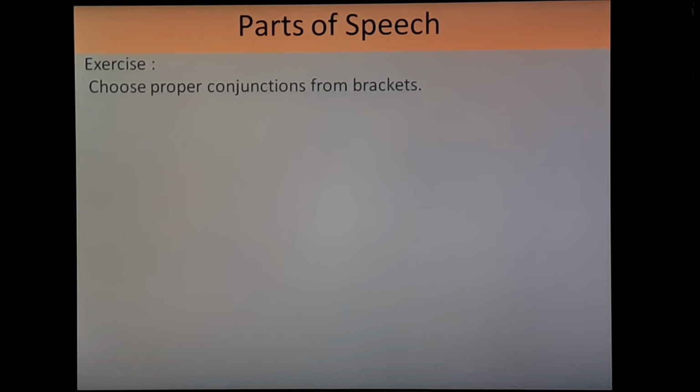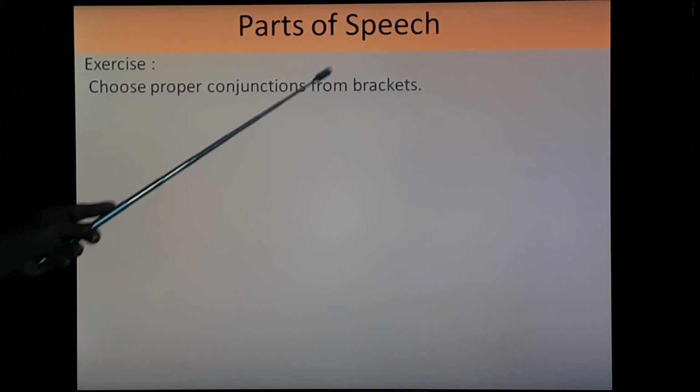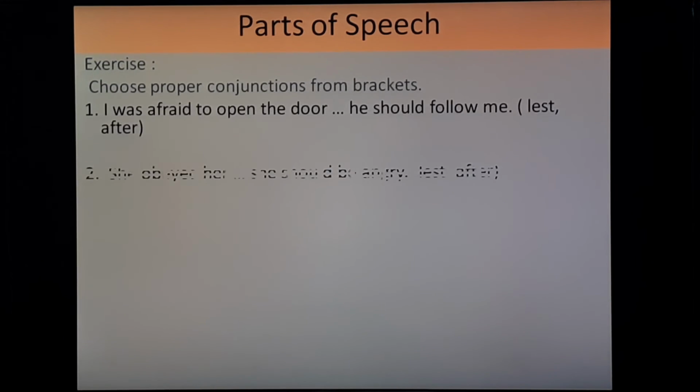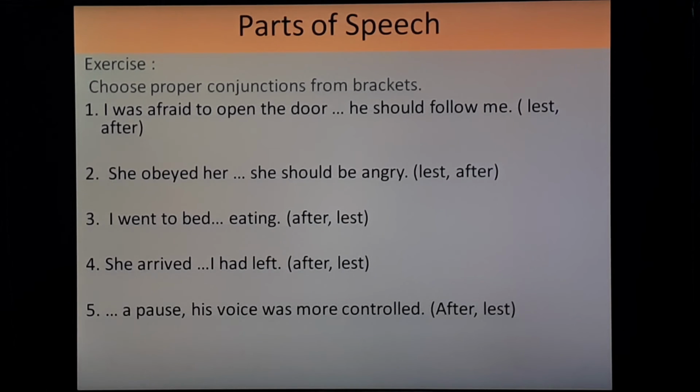Let's do an exercise. Choose proper conjunctions from the brackets. Okay, 5 sentences are mentioned with brackets. You have to choose any one. Now your time starts now. Let's check the answers.